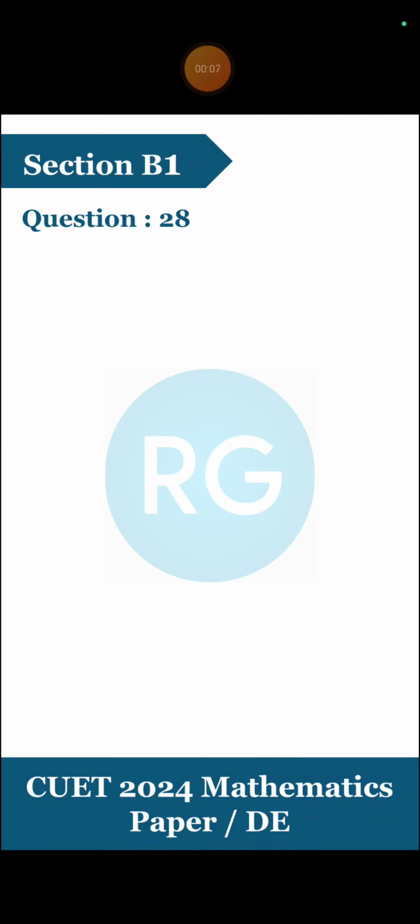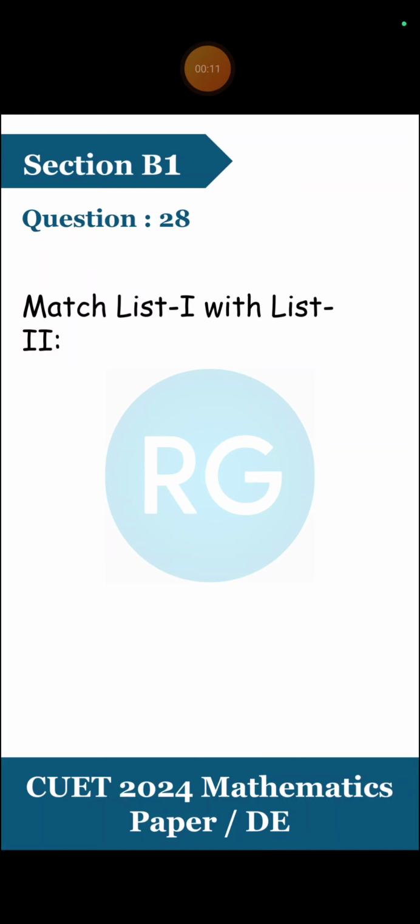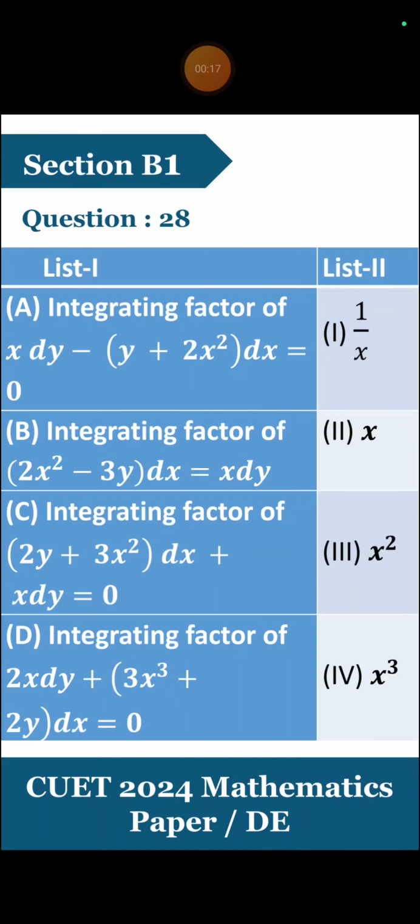Section B1, question 28. This is a question from differential equation. Match list 1 with list 2. So this is a match the following type of question. Now list 1 has A, B, C, D and list 2 has 1, 2, 3, 4. Now the type of question, look into it. All are, we have to find the integrating factors. So we are looking into the third type of differential equation, that is linear differential equation.